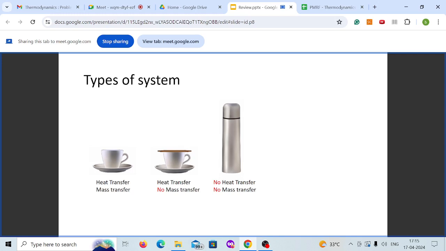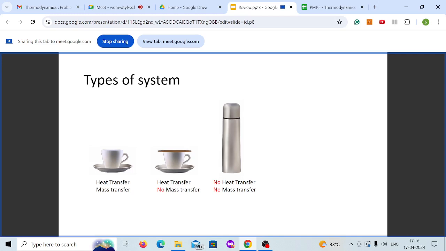If you have a hot tea in a thermos flask, it's closed, so there is no mass transfer, and the tea is your object of study. That is your system. There is no heat transfer, no work transfer, and no mass transfer. So that will be your isolated system.